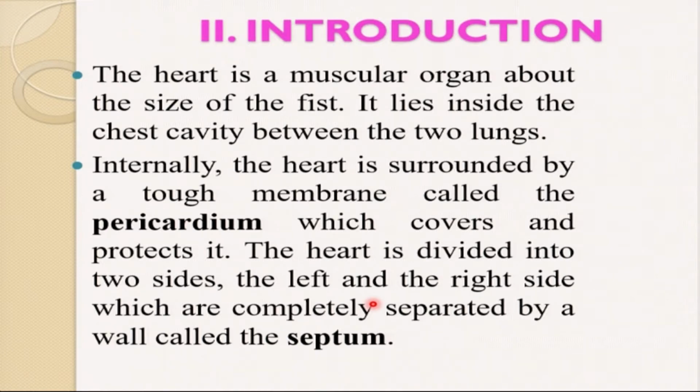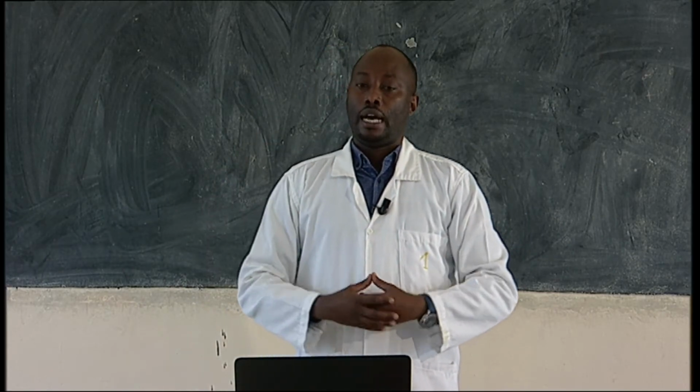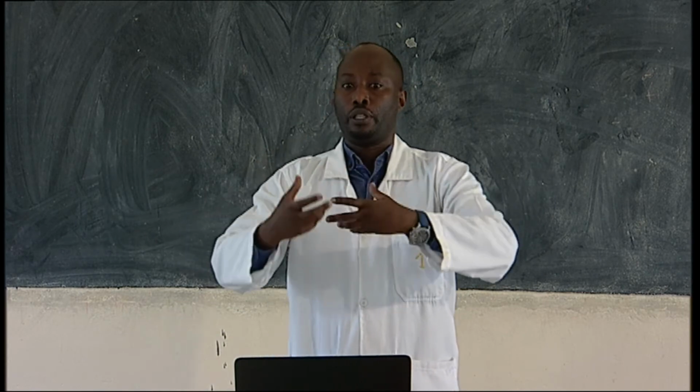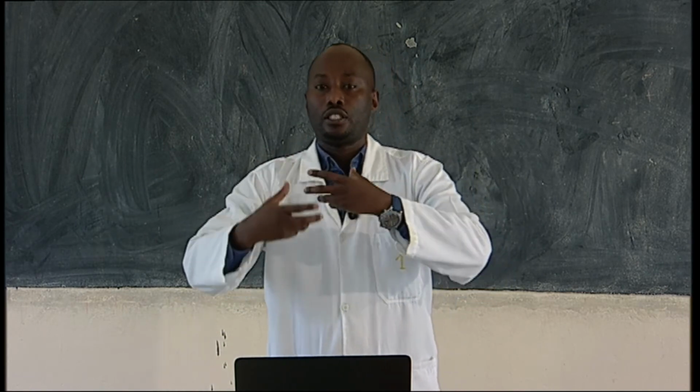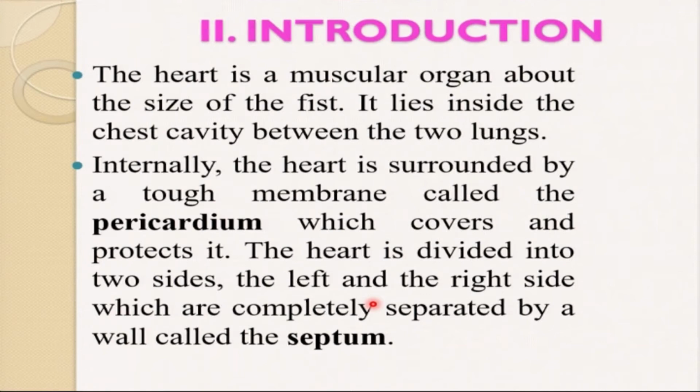Introduction. When you talk about the heart, what is a heart? What do you understand by a heart? I know everybody has an organ of the body that is responsible for pumping blood to different parts of the body. That organ is referred to as the heart. The heart is a muscular organ about the size of the fist. This is a fist. So the size of the fist is equivalent to the size of the heart. And it lies inside the chest cavity between the lungs. So between the two lungs, that's where we normally find our heart.